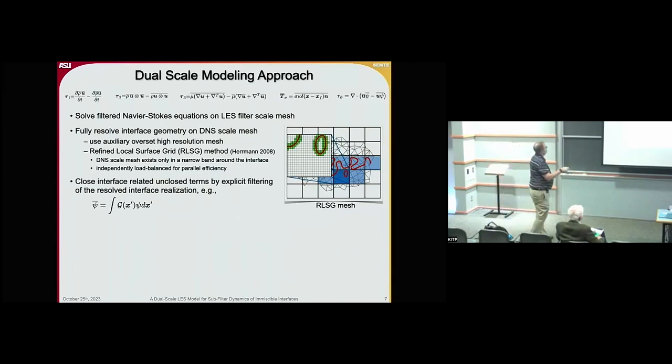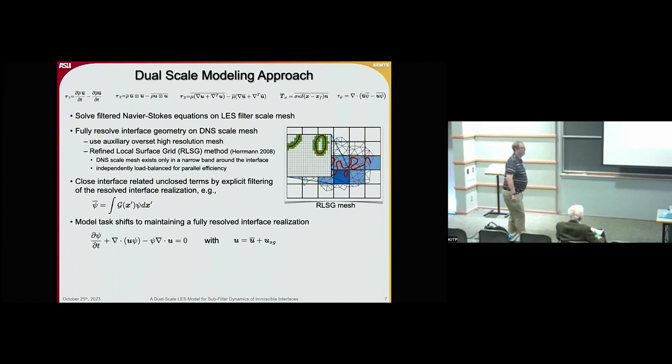And what's important is we can independently load balance that for parallel efficiency. So if you have a fully resolved realization of the interface, you can theoretically close all of these terms that appear in the filtered equation by just explicitly filtering the fully resolved realization.